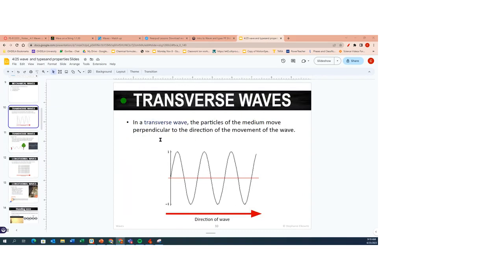Transverse waves: the particles of the medium move up and down, and the direction of the wave's movement is to the right or left. So the wave bobs things up and down. The energy goes this way, so it's perpendicular, or 90 degrees, to the direction of the wave. Okay, so that's a transverse wave.